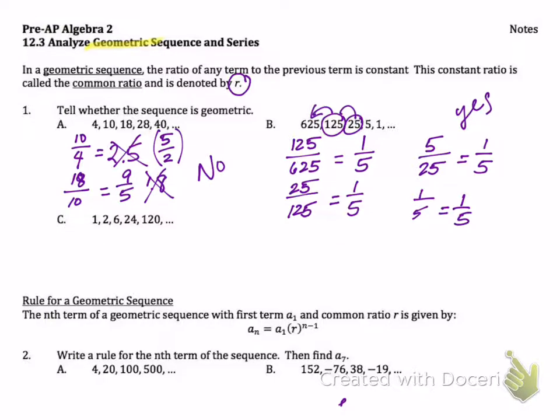So then for part C, 2 over 1 is just 2. 6 over 2 is 3, so no.